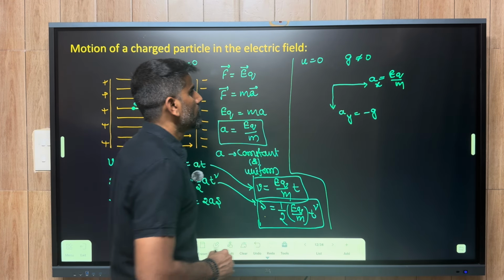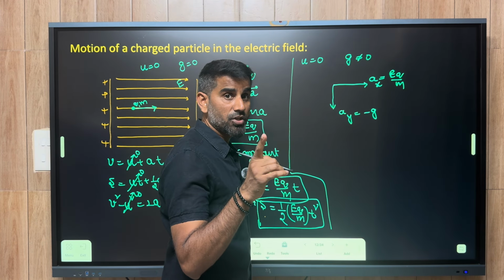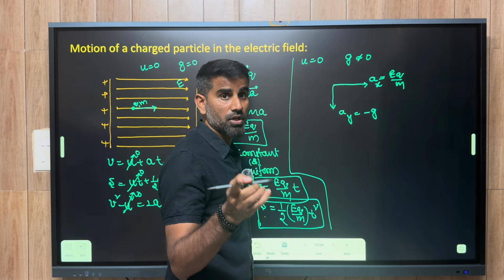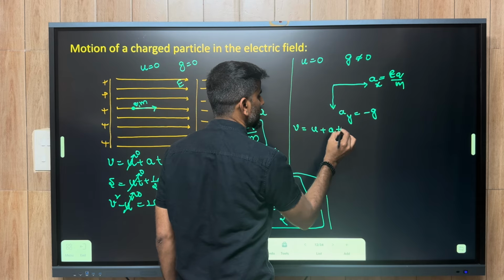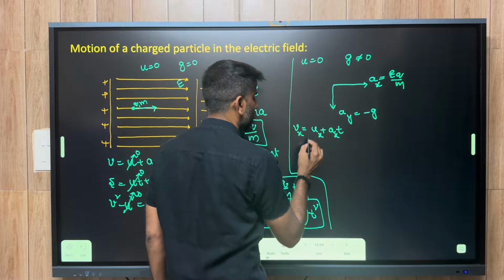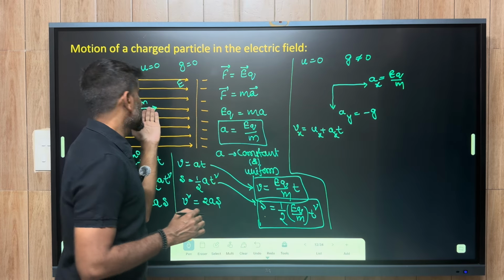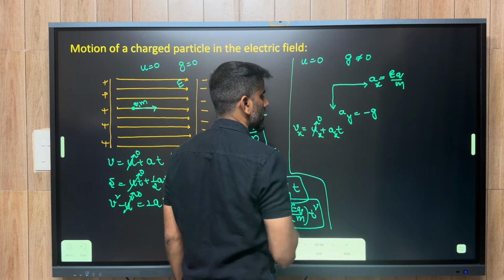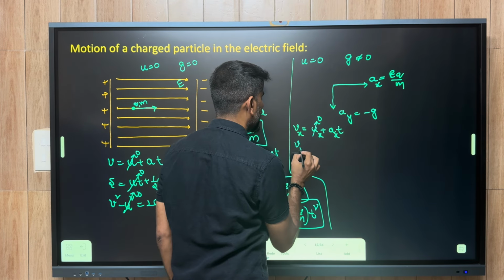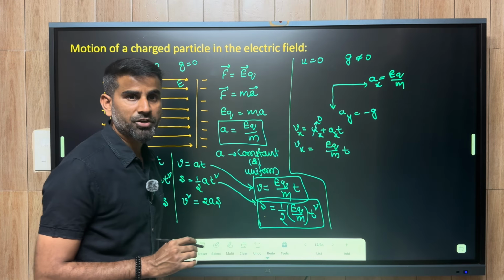Okay, so ay is equal to minus g. Hope this is clear. Right, now, so if ax is in this direction, ay is in this direction, I am going to write the kinematic equations for both the x and y axes. So v is equal to u plus at. That means vx is equal to ux plus axt, right? If you take the initial velocity 0, as the initial velocity is 0, its y and x components are 0, so ux is equal to 0 again. ax is nothing but eq by m, so vx is equal to eq by m into t.